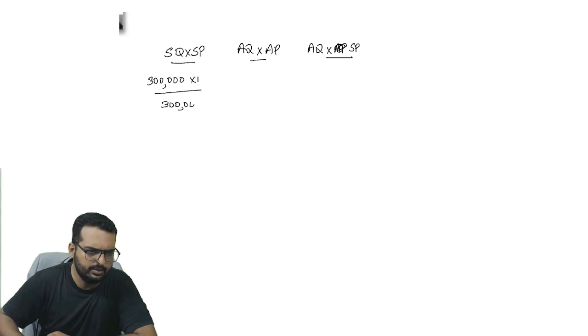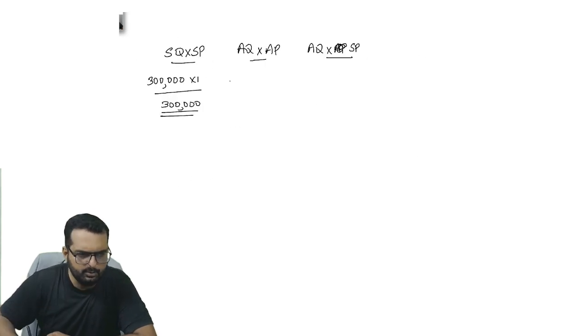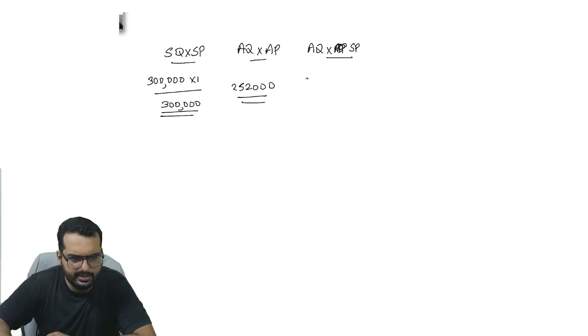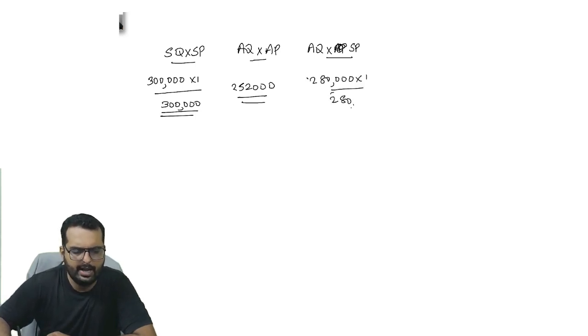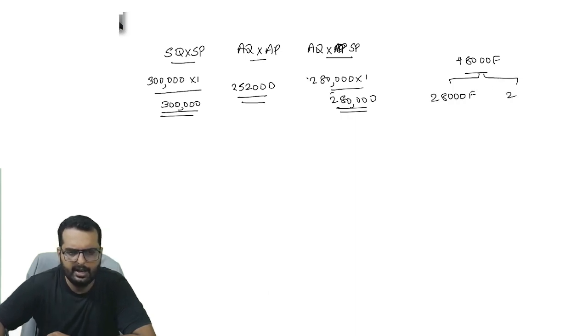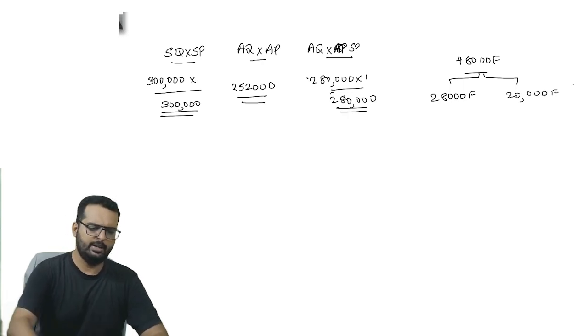That is equal to 3 lakh. The second one would be 2 lakh 52,000. And the last one would be, how much is the AQ? 2 lakh 80,000 into 1. That is 2 lakh 80,000. So once I put it this way, I'll get the answer as 48,000 favorable. Is that what you got? Yes, and then you would have got 28,000 favorable, and here you would get 20,000 favorable. Everyone write this down in your books.